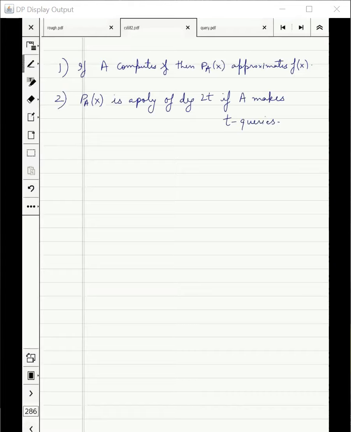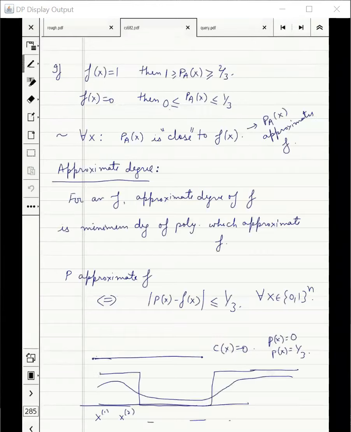These are the two things which we have. Okay, 2 I have not proved. 2 comes from the main idea, remember. And 1 is something which we discussed on this page, right? That P_A approximates F, from the definition of however we defined approximation. P_A of X is actually very, very close to it.